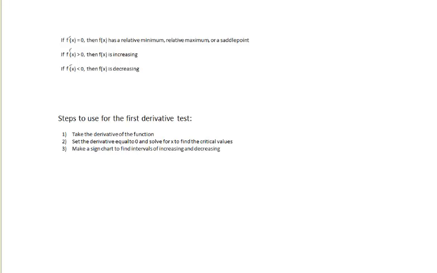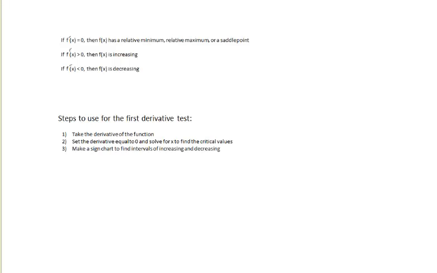And the steps to use the first derivative test are, we're going to take the first derivative, and then we're going to set the derivative equal to 0 and solve for x to find the critical values. Now the critical values end up being your relative minimums, your relative maximums, and your saddle points. And then we're going to make a sign chart to find intervals of increasing and decreasing.